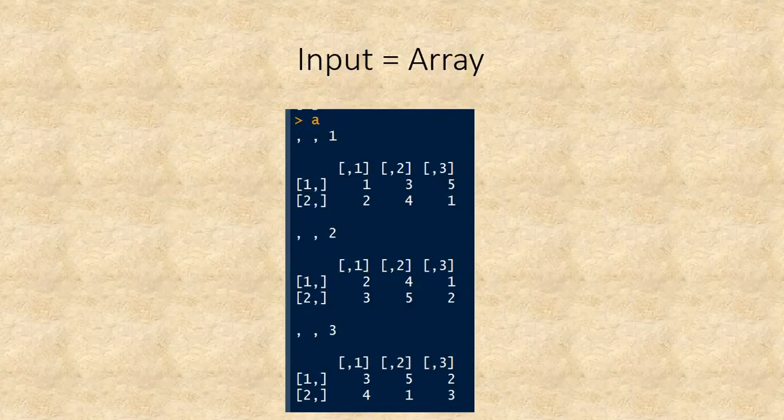If your input is an array data structure, a type of data structure that contains 3-dimensional data, that is rows, columns, and matrices, that is called an array. So here in this array, there are 3 matrices. Each matrix has 2 rows and 3 columns in it.